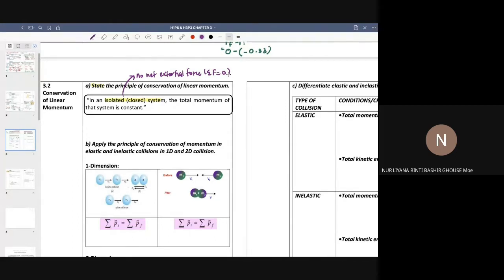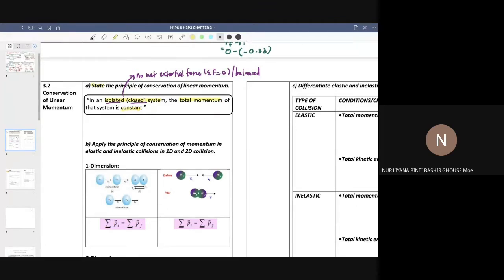There is no net external force. So our external force, the net dia equals to zero. The sum of forces equals to zero, ataupun kita boleh kata it is balance. Force dia adalah balance. So when it's balance, kita akan kata dia adalah isolated or closed system. You can use mana-mana word you are more familiar with. So in an isolated or closed system, the total momentum of the system is constant. Total momentum constant. So this is your keyword. Isolated, closed system, total momentum constant. This is your keyword and you have to remember.